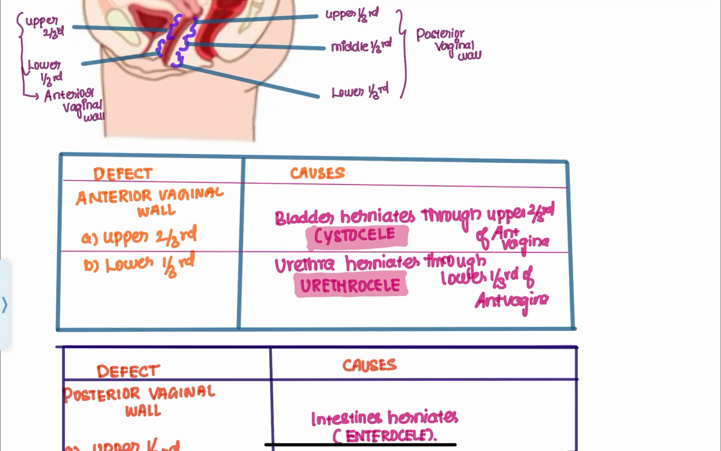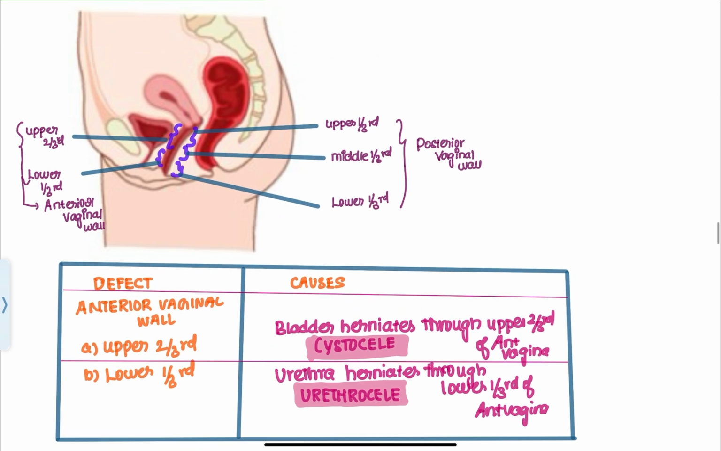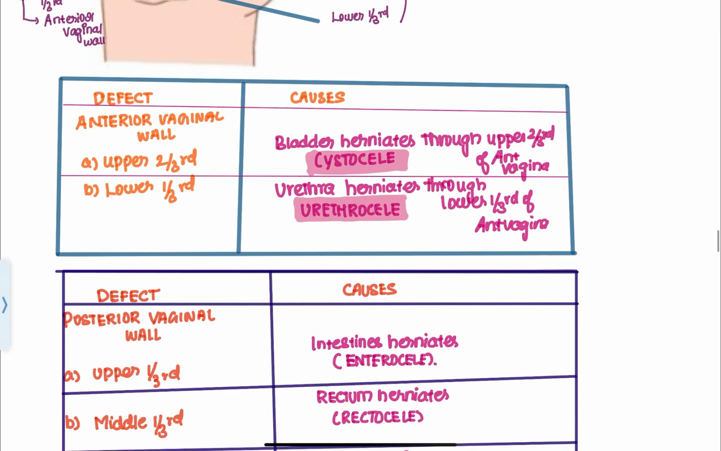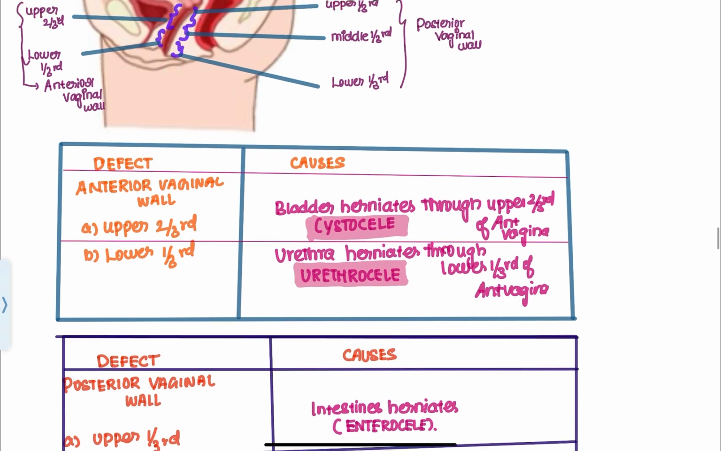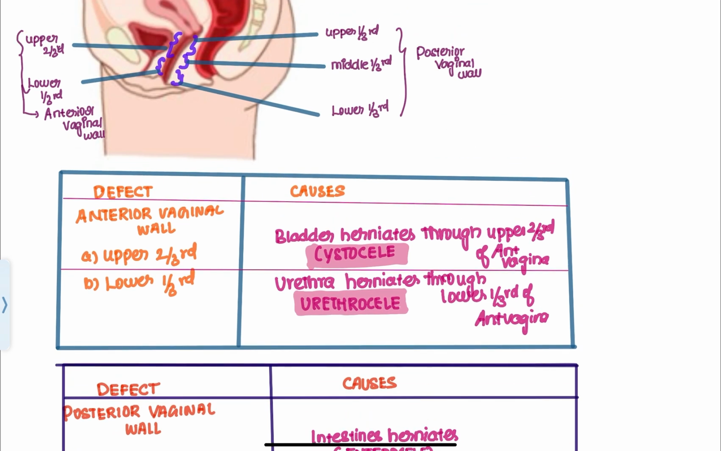Now you tell me, if the upper one-third portion of the posterior vaginal wall gets weakened and prolapsed, what is the structure immediately near to it? It is the intestines. As you can see here, as I told you, the intestines will be present here. So the intestine is going to herniate out through the upper one-third portion of the posterior vaginal wall. If the intestine herniates, it is called an enterocele.